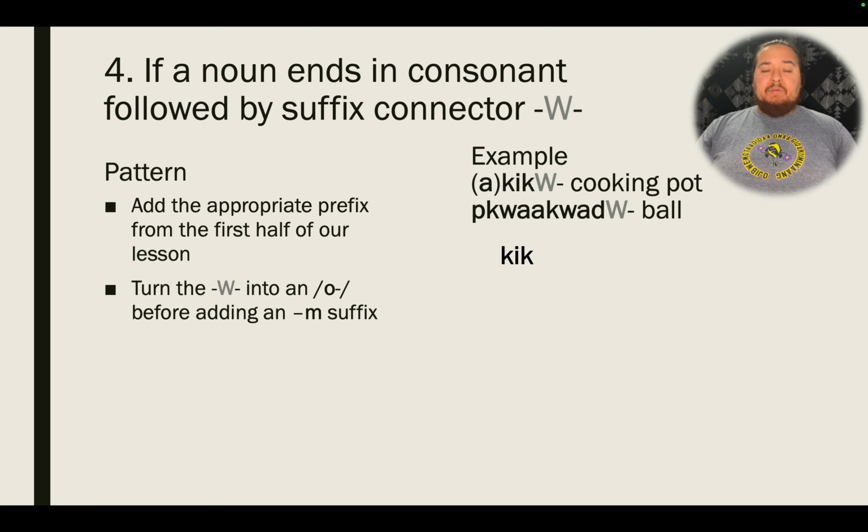So first, we use the word for kick, and it has a de-stressed vowel sound in front we're going to bring back. Because it starts with a vowel sound, we're going to use our D prefix, followed by our pronoun prefix. And then from here, bring back our suffix connector. Now when we add our ownership suffix, we got to change the W and the I. They morph together to form an O sound. So, indakikum for my cooking pot.